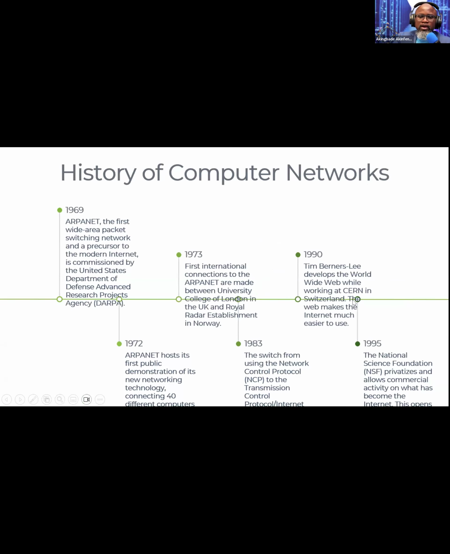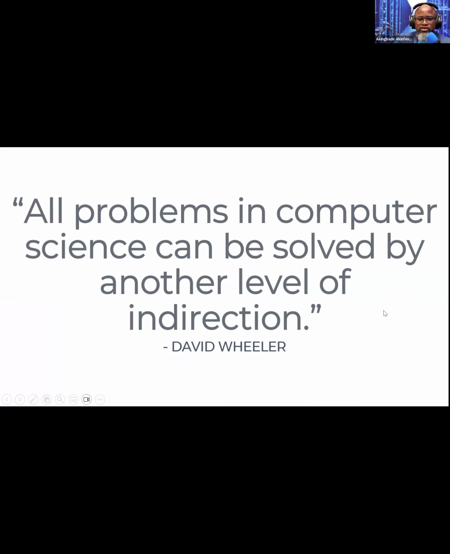Okay. A general history of computer network, find time to play around and just see some of the historic context around this when you have time. And don't worry, all this information is going to be available. Okay. All problems in computer science can be solved by another level of indirection, right? This is just some satire that, oh boy, there's always a level of indirection somewhere or the other.